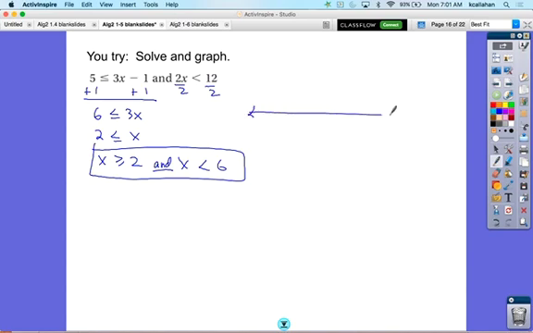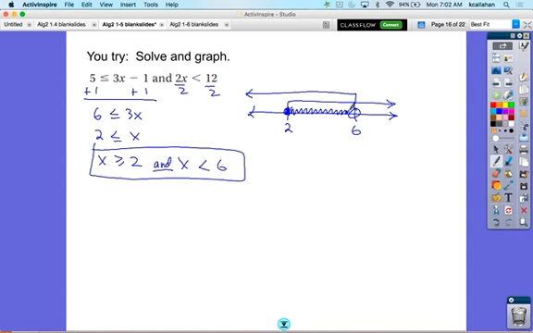On a number line, 2 goes to the left, 6 goes to the right. If it's greater than or equal to 2, that means closed circle, shade to the right. If it's less than 6, then it's open circle, shade to the left. Since this is an AND, we're looking for where in the graph both inequalities overlap each other, and that would be here. The graph has to show that you understand that the overlap is the solution.